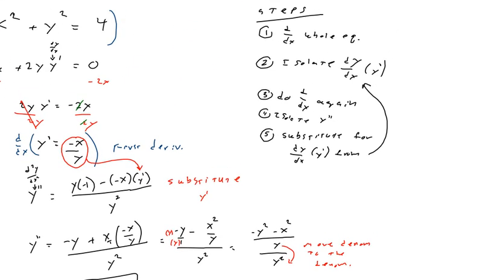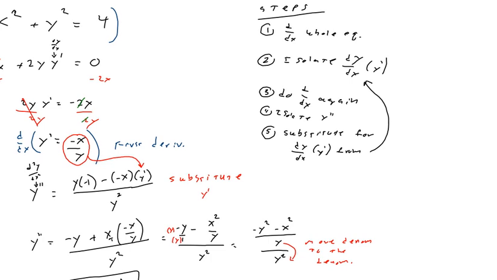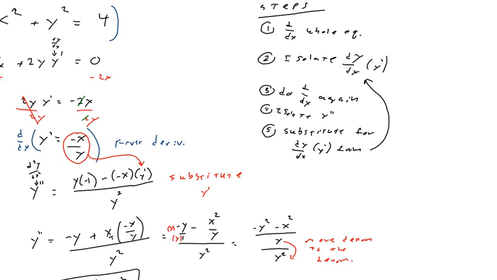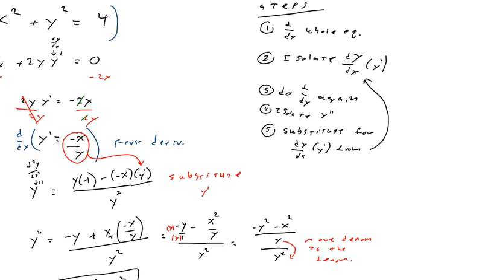Here are the steps: d/dx the whole thing, isolate the y prime, derivative again. Y prime should already be isolated, but if you need to, isolate y prime again, y double prime, and then substitute and simplify. So derivative, isolate, derivative again, and then solve and substitute for the y prime. Okay? So let's do that. Let's follow the steps.